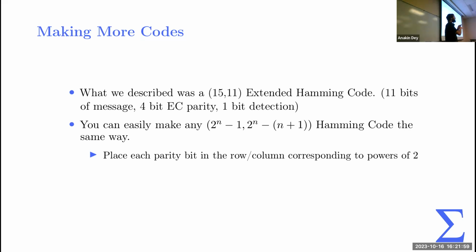And so you can expand it to any table size. You can say to the n-1 code for your block size, and you're able to send a message to the n-1. And so you end up placing each parity bit in the row and column corresponding to powers of 2.